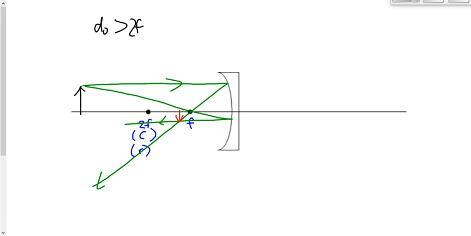Right here. The characteristics of this image would be larger, smaller, same size. Smaller. Upright or inverted? Inverted. And is it real or virtual? It's real because solid lines intersect.